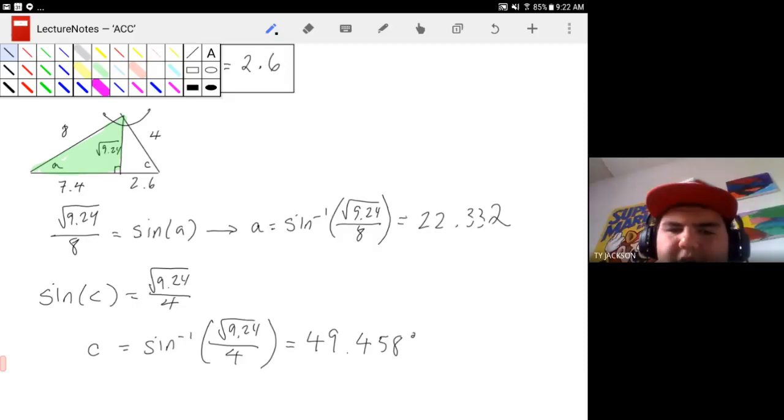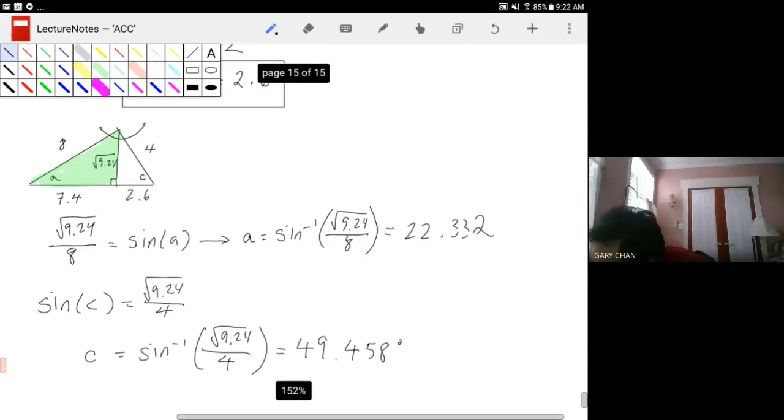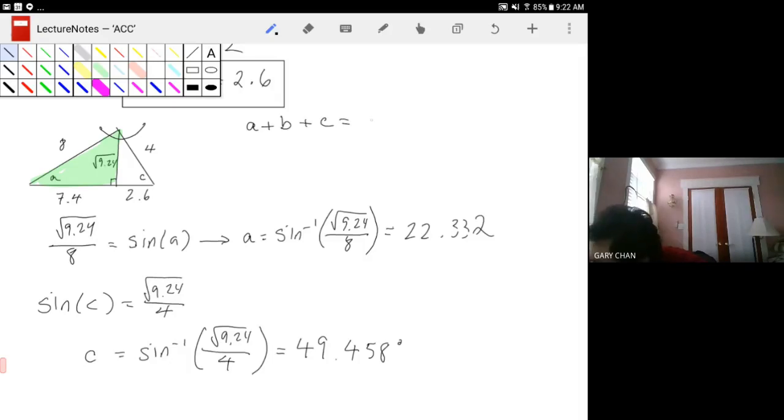Add the two and subtract from 180. That's all you have to do. So we're going to say A plus B plus C is equal to 180. And since we know what A and C are, 22.332 plus B plus 49.458 is equal to 180. Combine those two angles and then subtract from 180. Ty, can you tell us what that is?